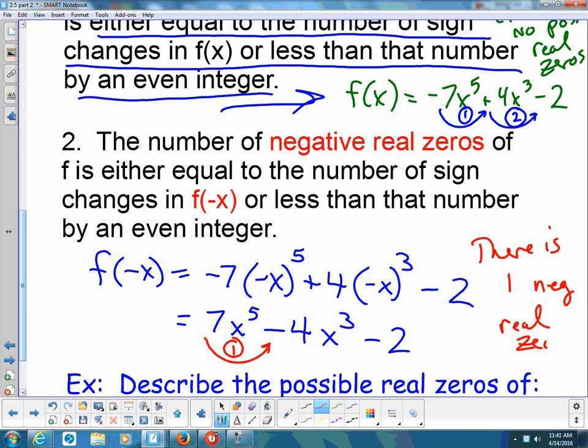All right, can you please type this function into your graphing calculator so we can test Descartes' rule of signs and see how we did? We are predicting either 2 or 0 positive real zeros. That means we think it's going to either cross twice on the right side of the y-axis or not at all. And we do believe it's going to cross exactly 1 time to the left of the y-axis, meaning 1 negative real zero.